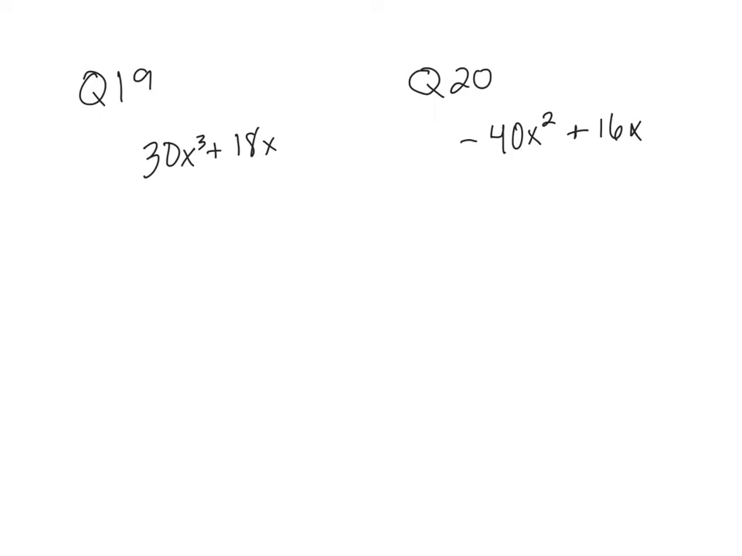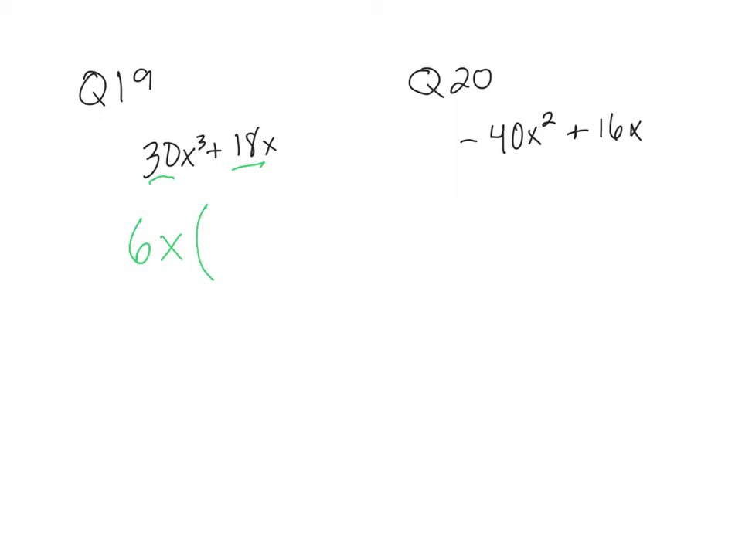Question 19 and 20 ask us to factor out the greatest common factor. So we have to try thinking, what can 30 and 18 both be divided by? The largest factor. So 2 can go into both of them, 3 can go into both of them, 6 can go into both of them. Since 6 is the largest, I'm going to be pulling out a 6. And they each have at least one x, so I can pull out an x as well.